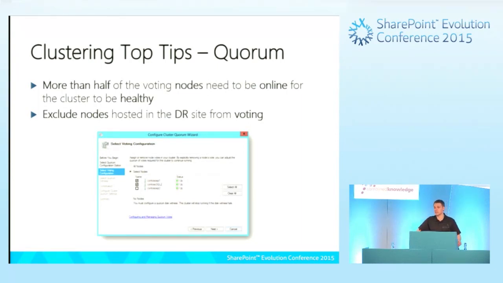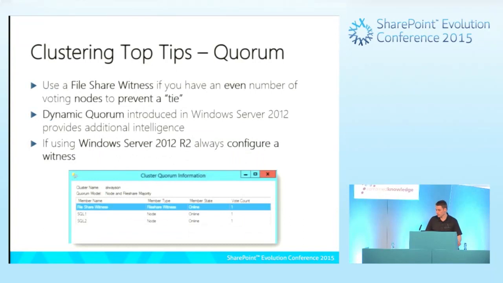The reason is, generally a DR site would be across a WAN link, and obviously if you lost the WAN link, that could affect the vote configuration for the cluster. In this screenshot, you can see within the configuration, you can literally select which server should have a vote to decide whether the cluster is available. As I touched upon, we recommend using a file share witness if you have an even number of voting nodes to prevent a tie.